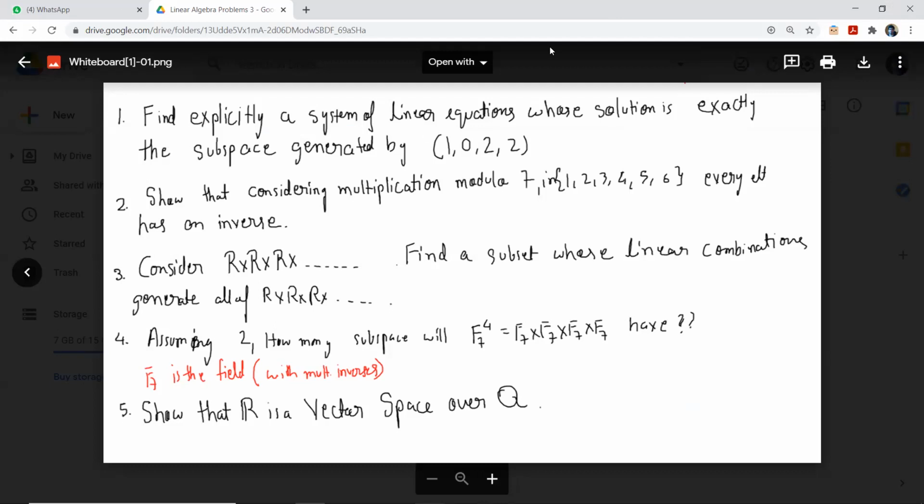Find explicitly the system of this thing. Let me first tell you the context of the question. Last time we discussed that if you are in R3, for example, then any subspace, we showed that it is equal to the solution of a system of linear equations. Is that right?